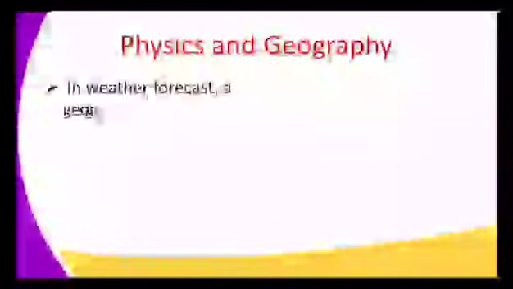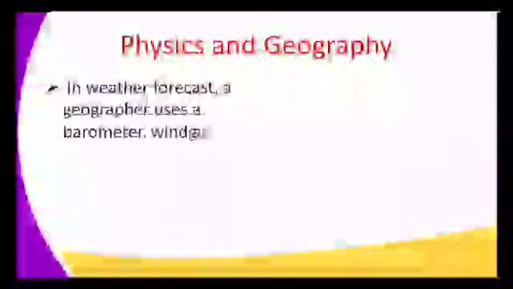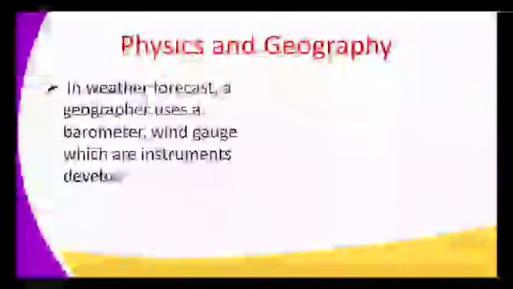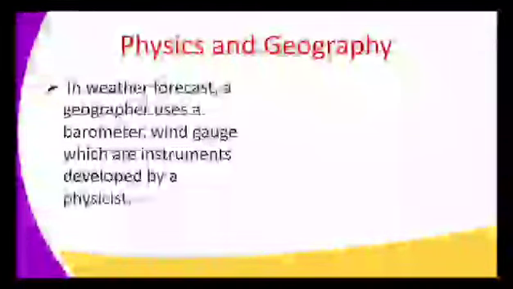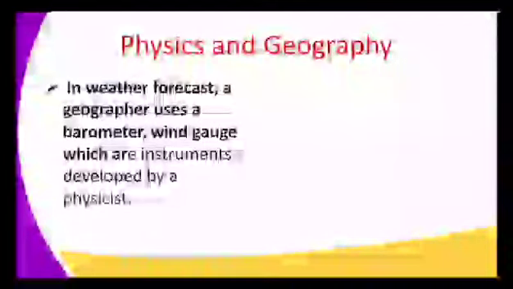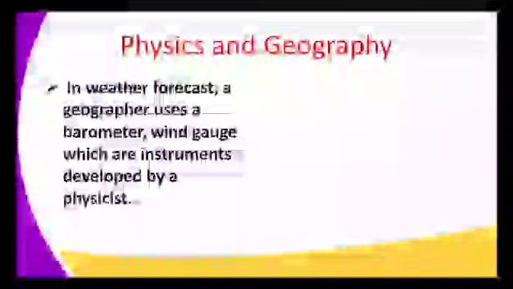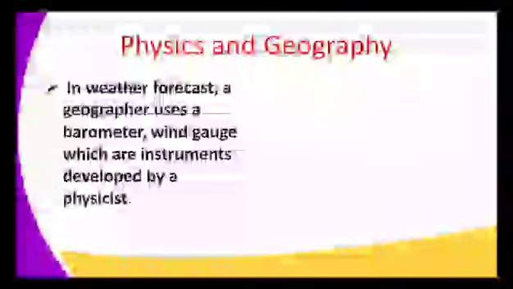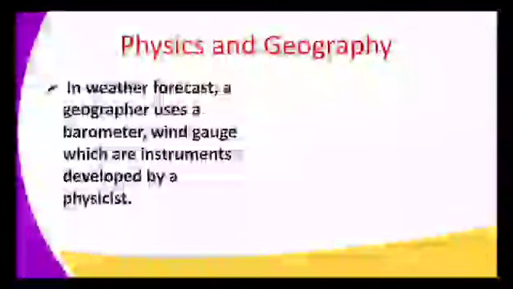Now, physics and geography are yet another discipline that we have to discuss. We want to relate the two in terms of the instruments used in the weather station for weather forecasting and how these instruments are developed. In weather forecasting, a geographer uses a barometer and a wind gauge, which are instruments developed by a physicist. So all these apparatus are developed by a physicist, and how they work can be explained by the laws and the principles of physics. So you see here, geography is closely related to physics in that it borrows and makes use of the apparatus that are developed by physics in its own operation.